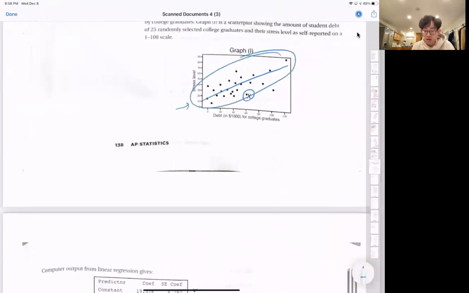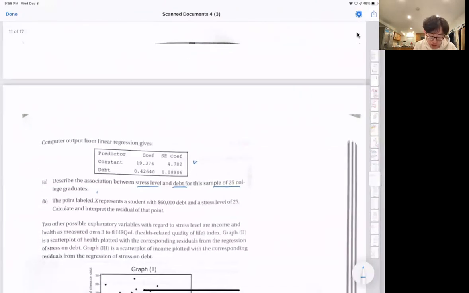You look at all these dots and go, okay, are they really clustered around that line, or are they somewhat clustered around that line? Seems to me, I would use the word somewhat. They're not perfectly around the line, but they kind of show a positive trend. I can see that. And I'm going to just say there's going to be a moderate, positive, linear relationship between the stress level and the debt.